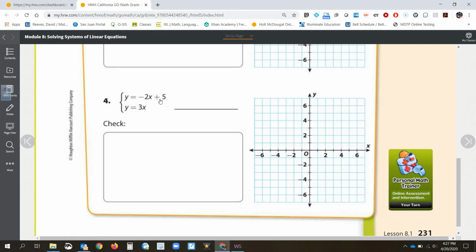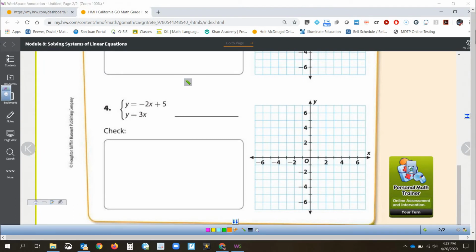y equals -2x plus 5. So if we go right here, once again, we have our y-intercept. So I'm going to make this, again, my red equation. So b is equal to 5, or if we're to write it as an ordered pair, it's (0, 5).